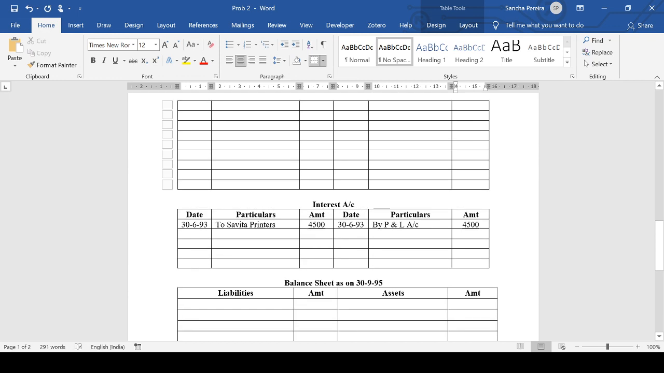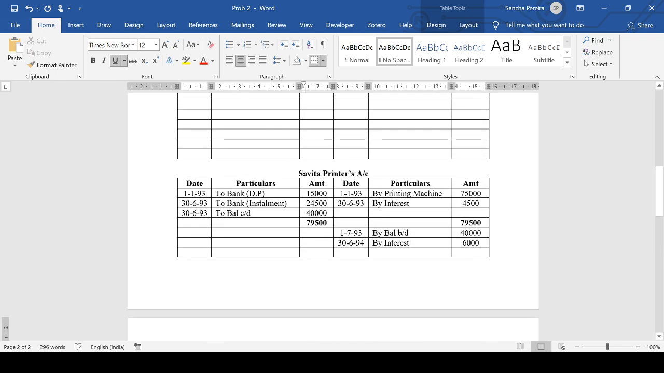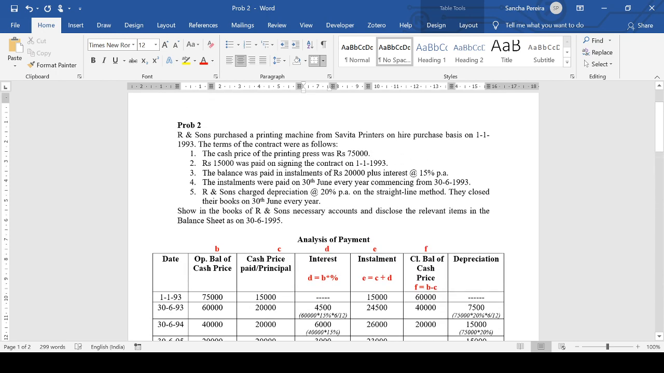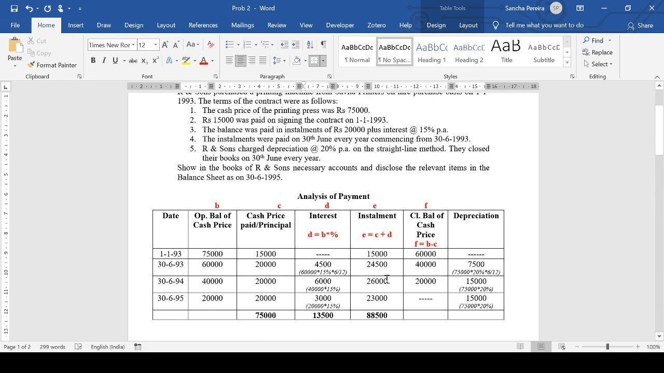And in the interest account, you will have it as "to Savita printers." But on 30th June 94, 6,000 rupees to Savita printers. After showing the interest due, the next thing is payment of the installment. Hire vendor's account debit to bank. So here it will be Savita printers on 30th June 94, to bank for the payment of the installment. Please check how much the installment is. The second one is 26,000.